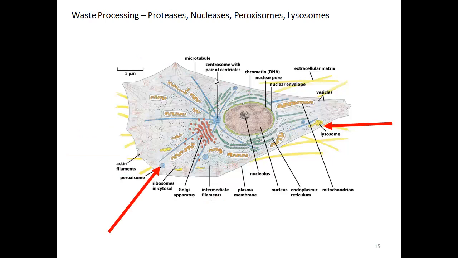The cell needs a waste processing plant. The cell has two different types, primarily peroxisomes and lysosomes, and they have slightly different functions. Lysosomes are mostly an enzymatic waste processing plant. Proteases and nucleases will degrade proteins and nucleic acids in there into building blocks that the cell can use.